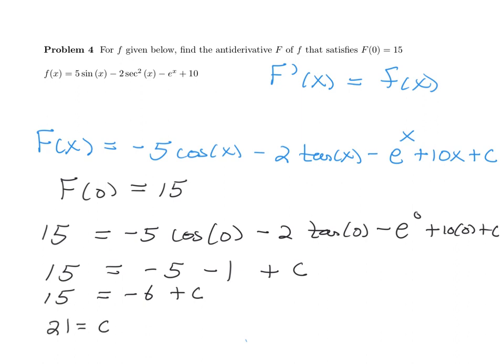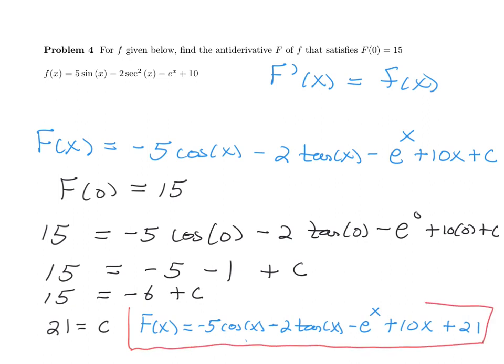What does this mean altogether? It means that the answer we're looking for is capital F of x is equal to minus 5 cosine of x minus 2 tangent of x, minus e to the x plus 10x, and then plus 21. It is that constant that will give us the antiderivative that we're looking for.